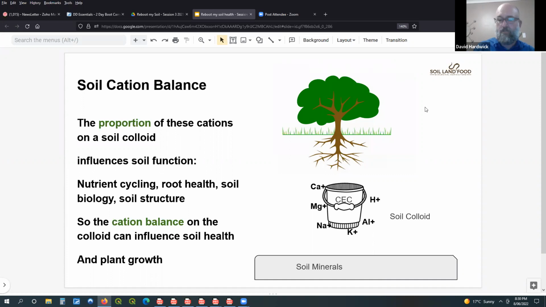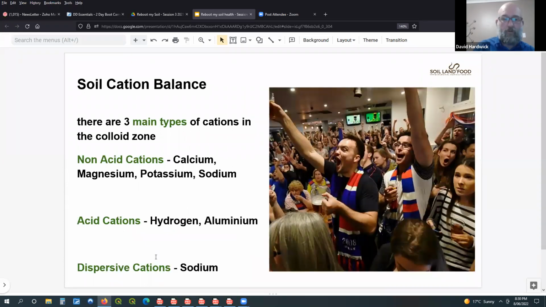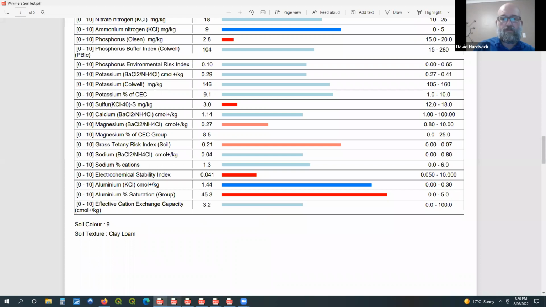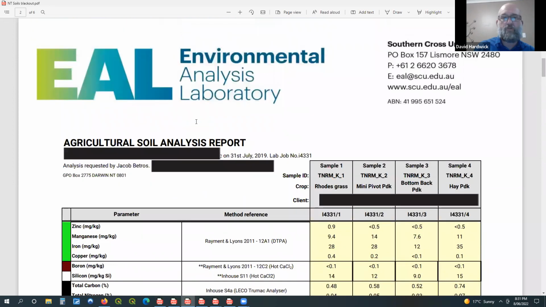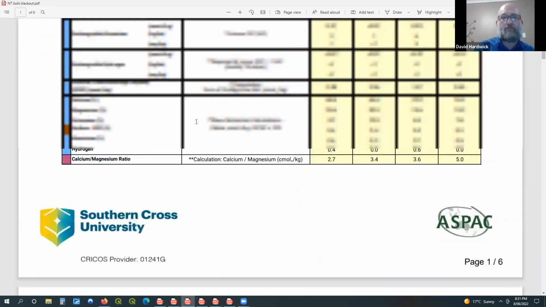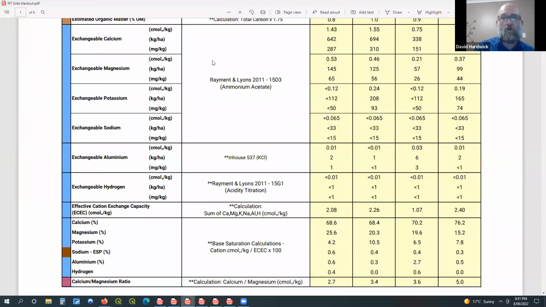So let's look at a few soil tests around this. I'll start with an easy test, if there's such a thing as an easy soil test in terms of layout. So here is the EAL test. If we go to the bottom of the first page, does everyone see towards the bottom of this first page on this particular test, this is how they've laid it out. They've got this section here with these different indicators, and you've got calcium and then they've got percentage. Everyone see that? Magnesium percentage, potassium percentage, sodium percentage.